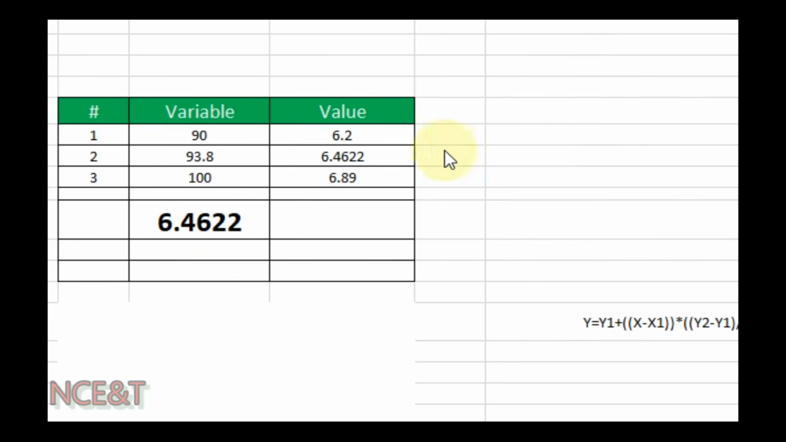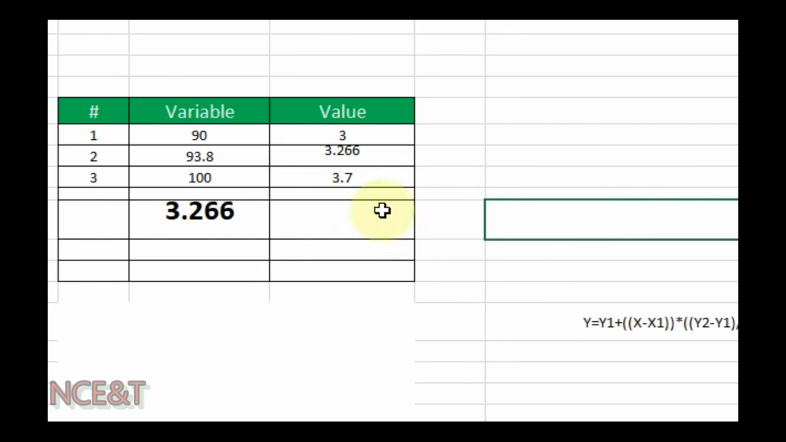Similarly, for 90 GPM we have the head loss 3 psi per 100 feet, and for 100 GPM we have the head loss 3.7 psi per 100 feet. Then for 93.8 GPM we will have the head loss 3.266, or we can take it 3.27 psi per 100 feet.